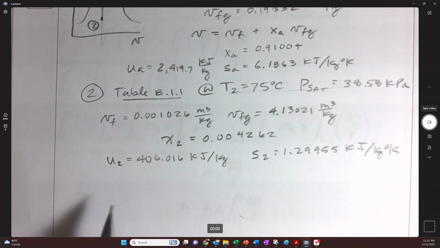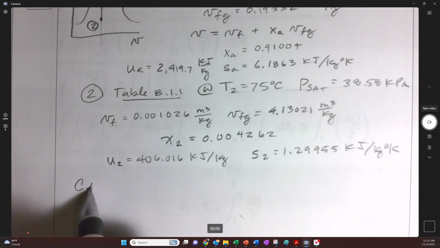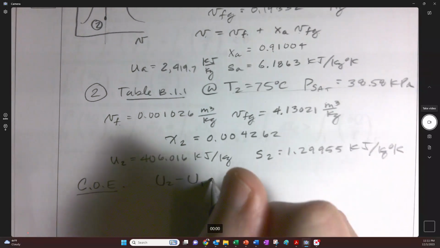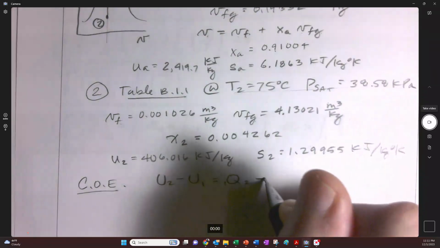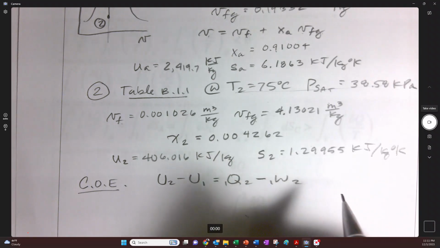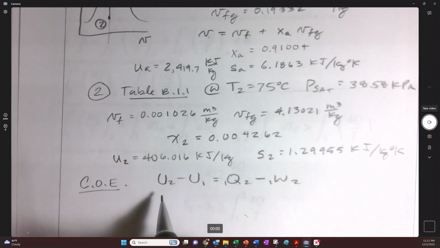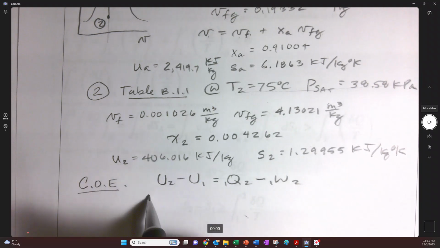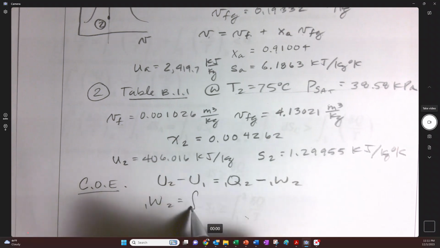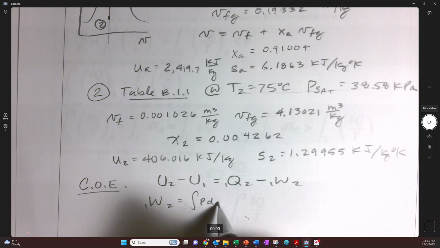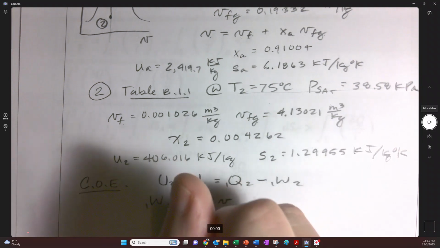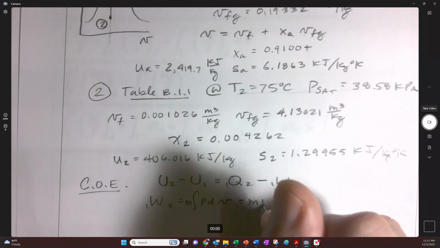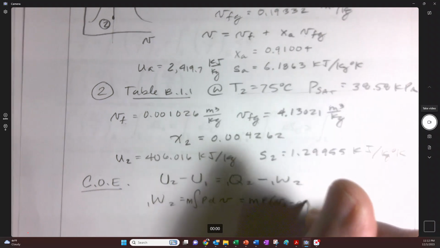And now we can say the conservation of energy is going to be U2 minus U1 equals Q1 to 2 minus work 1 to 2. And we know this is constant volume, right? So that's good news. So we get the work is the integral of P dV, let's call it V. We'll go M times that, right? And so we have M P (V2 minus V1).